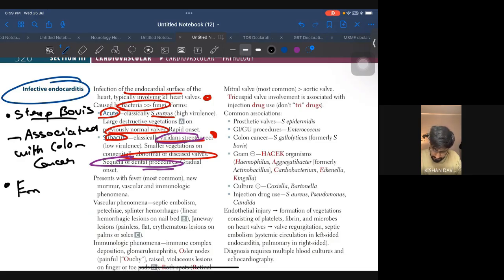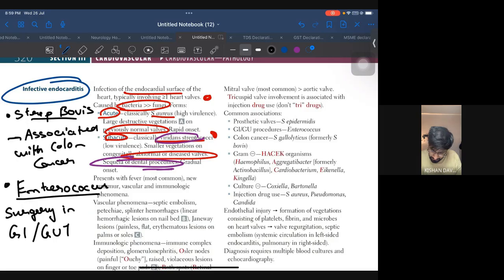Enterococcus, in surgery in the GI or GU tract. GI means gastrointestinal, GU means genitourinary tract. Okay, what else? That's it. So these two bacteria are also very important.